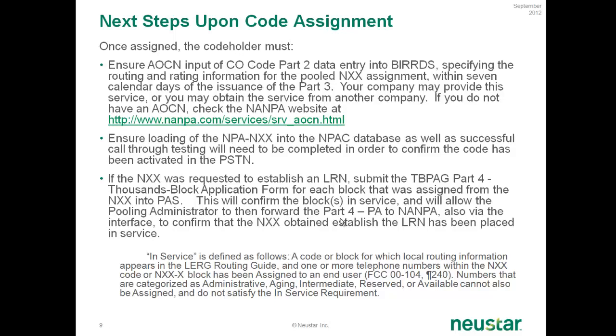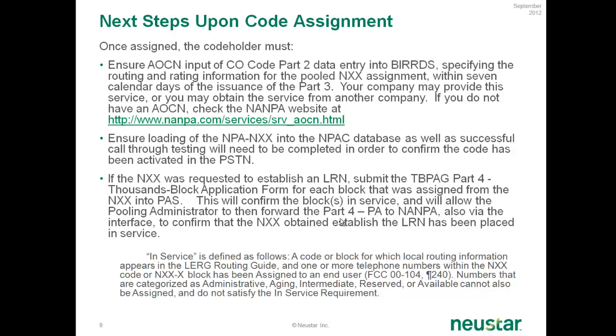This means if there's any delay inputting the routing information within 7 calendar days, the effective date will automatically be rescheduled to ensure the 45-day notification to the industry. If the LERG effective date is rescheduled, this will have no effect on other timelines that begin with the assignment of a code. For example, when a code's assigned, the Part 4 form confirming the code has been put in service is due to be submitted no later than 6 months after the original effective date of the assignment, regardless if that effective date is subsequently changed.